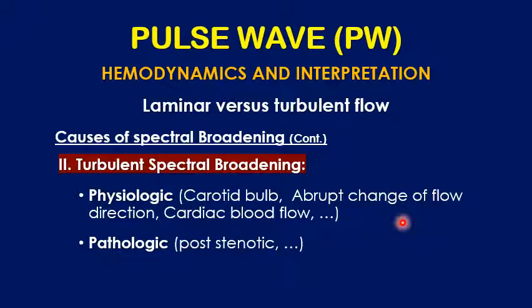So these are physiologic. Of course, we all know that there is what we call the post-stenotic turbulence, which is the area next to the stenosis, or just at the end of the stenosis, where the vessel gets a little wider. This is the pathological spectral broadening.